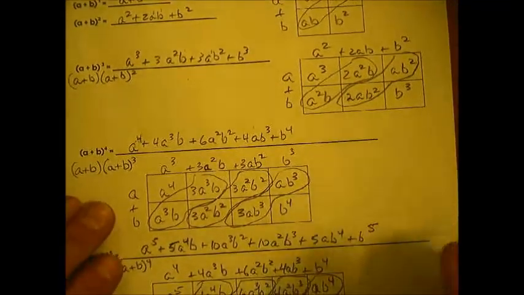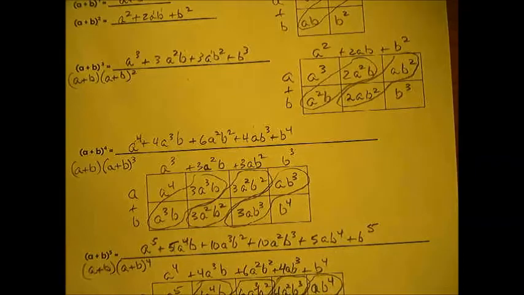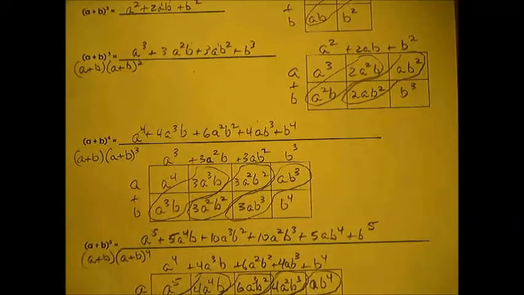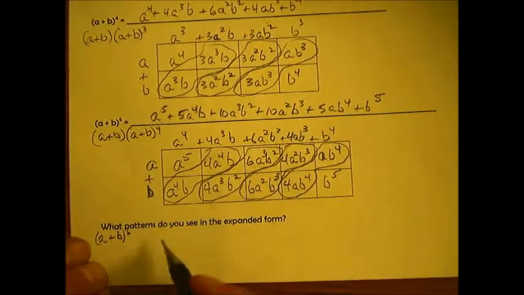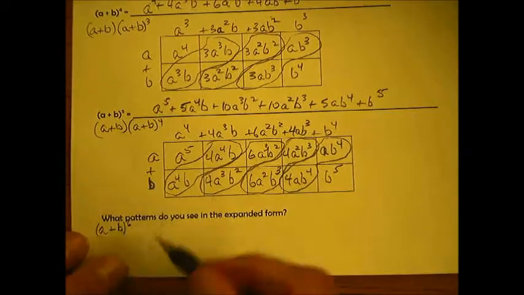Let's see if we're going to make our pattern, what would it look like without having to do all of this multiplying? Let's see if we can figure it out. Okay, so I've written here a plus b to the 6th. That's what we're going to try and figure out.